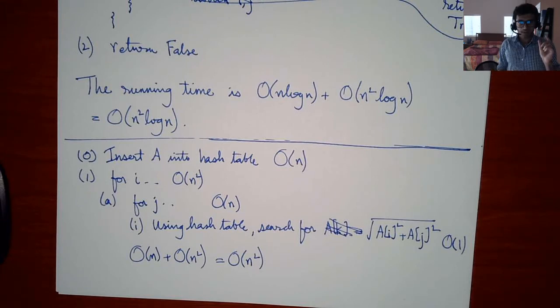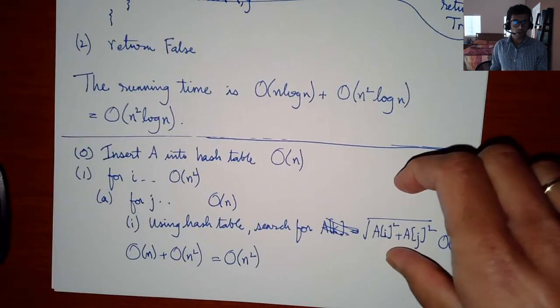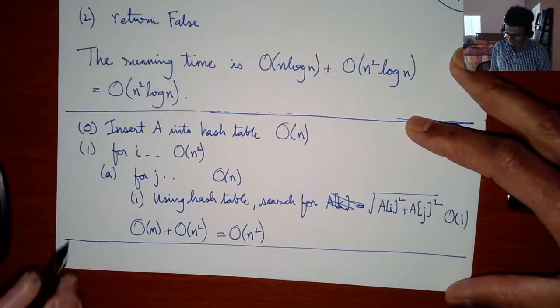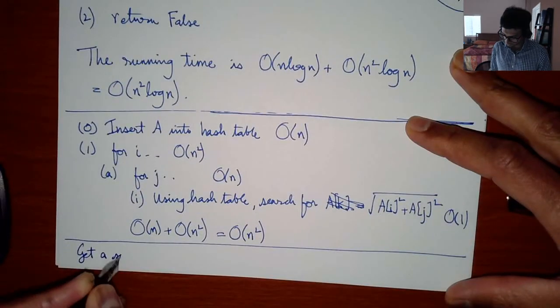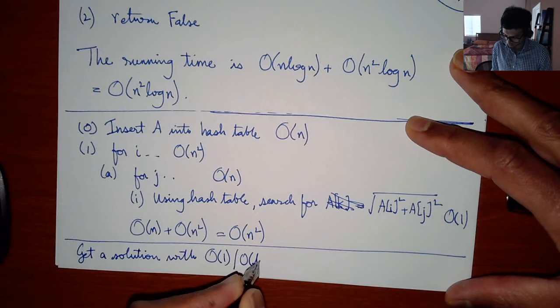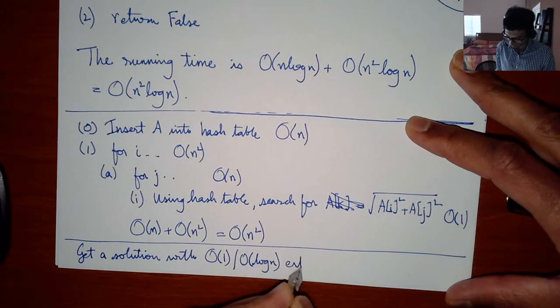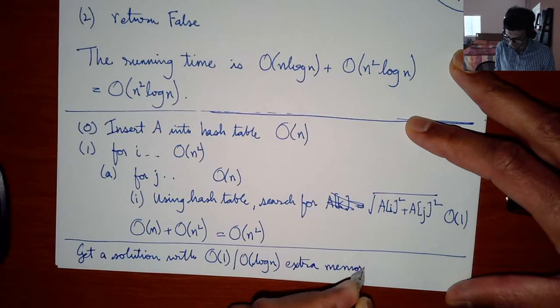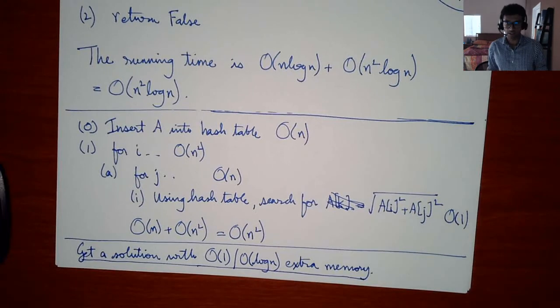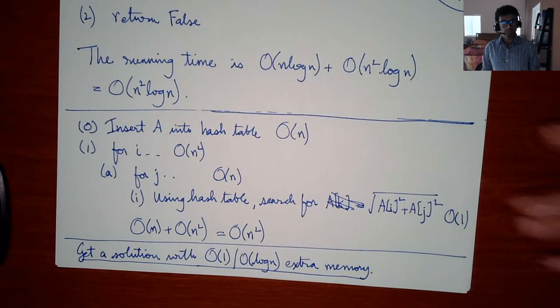In some situations, this may not be an acceptable solution, if they say get a solution with O of 1 or O of log n extra memory. In some situations, this would be a demand. You cannot build a hash table, and in that case, you cannot do this. So if you're not allowed to build a hash table, you cannot do the solution. But if you can build a hash table, then you get O of n squared. Is this clear?